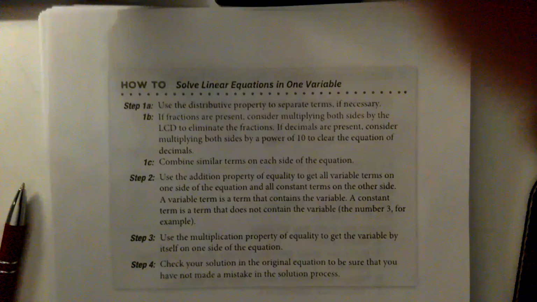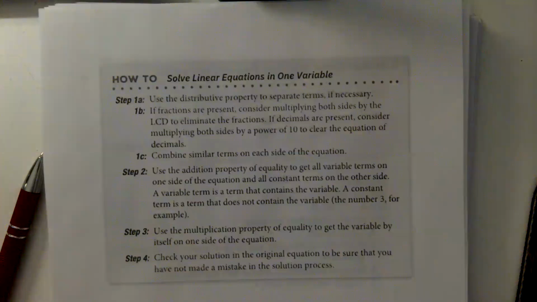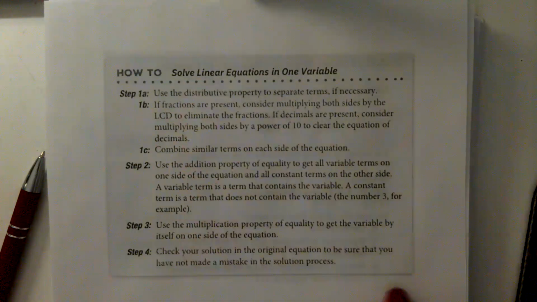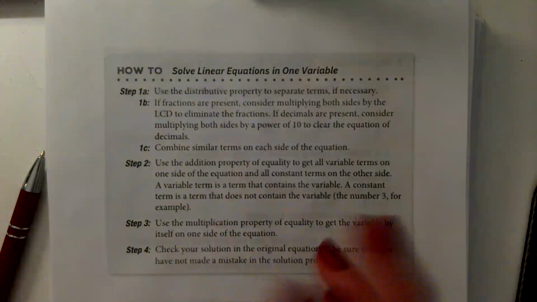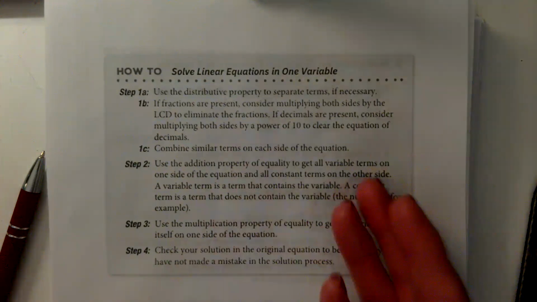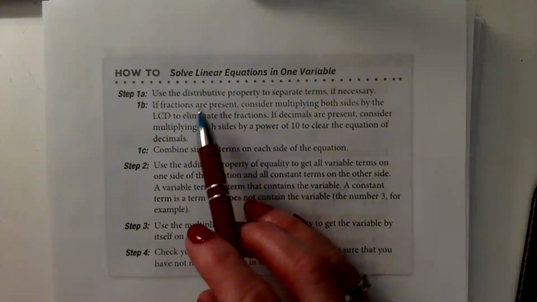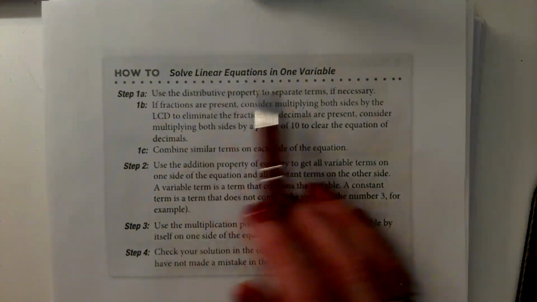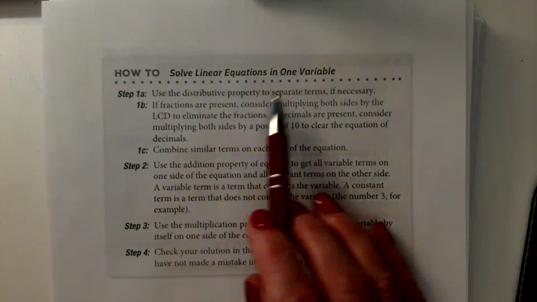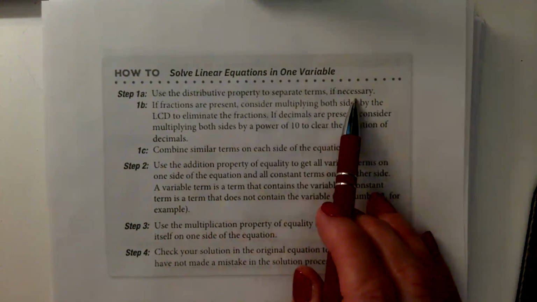So if you flip the page, I give you some instructions here on how to solve linear equations in one variable. And you can see that these boxes are going to be familiar because they're from your book. I just put them into the notes so that they're a quick resource. So the first step that you're going to use when solving an equation in one variable is use the distributive property to separate terms if necessary.